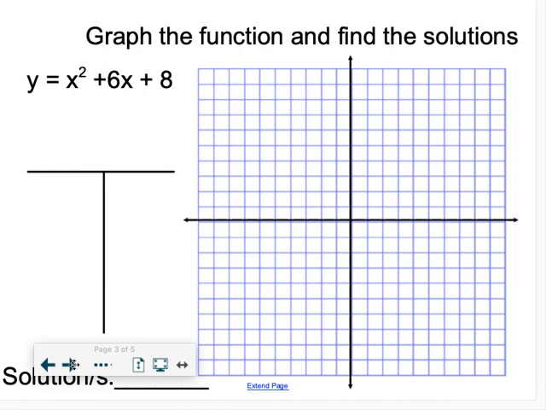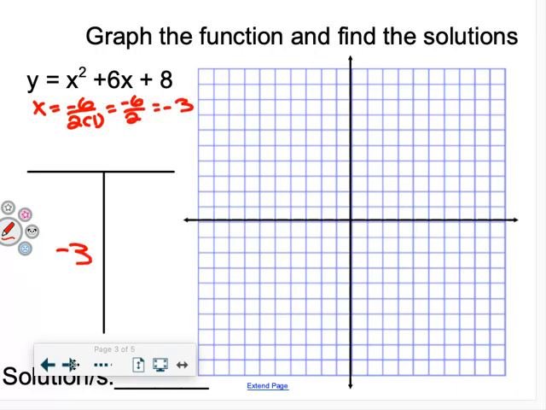So our first example here, y is equal to x squared plus 6x plus 8. So we go x is equal to negative b over 2a, which gives us negative 6 over 2, or negative 3. So what we need to do is we need to have 2 above it, 2 below it.